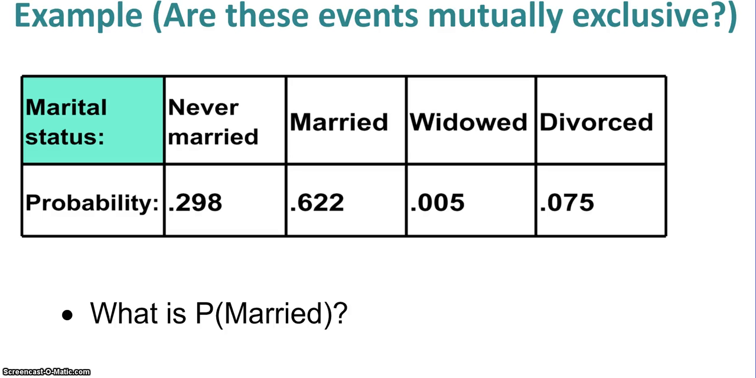Alright, so let's take a look at these examples. I have a question. Are these events mutually exclusive? Being never married, married, widowed, and divorced. Okay, the answer to this is yes. You cannot be both married and not married at the same time. So the probability of being married is going to be 0.622.